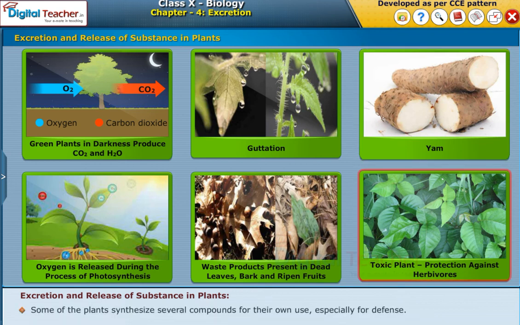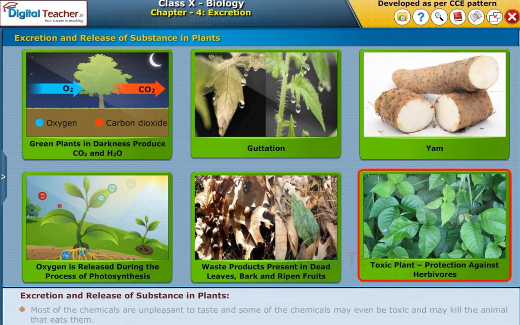Some of the plants synthesize several compounds for their own use, especially for defense. Several other plants prepare chemicals and store them in roots, leaves, seeds for protection against herbivores. Most of the chemicals are unpleasant to taste, and some of the chemicals may even be toxic and may kill the animal that eats them.